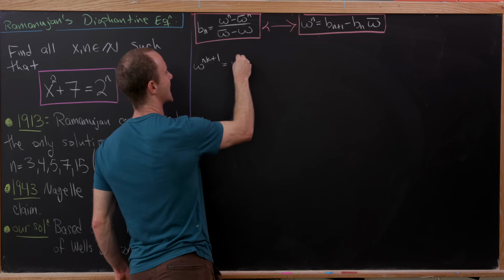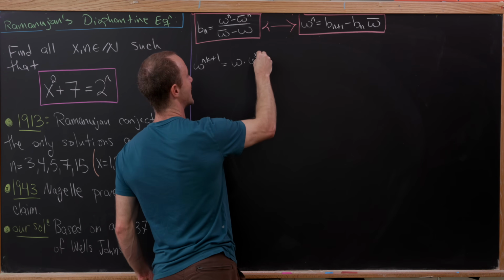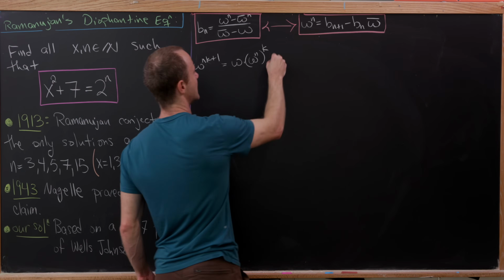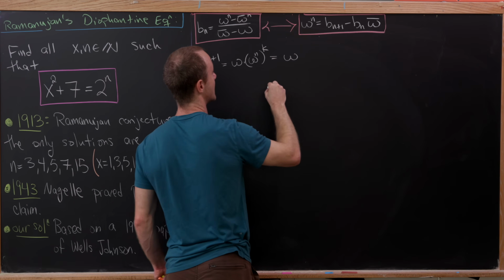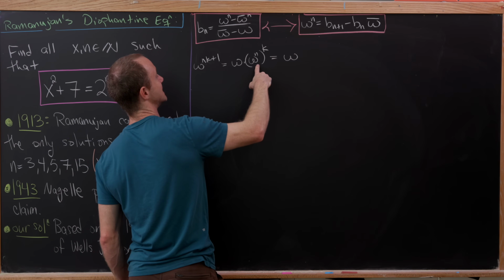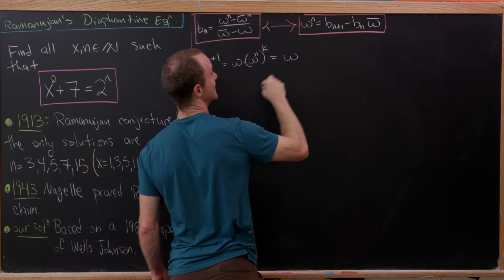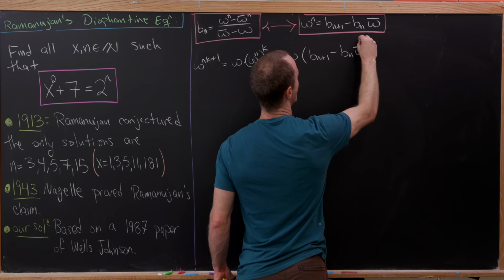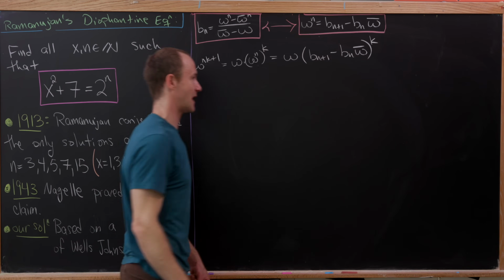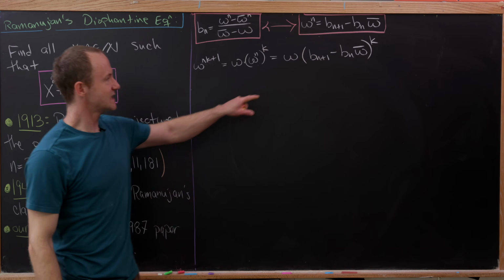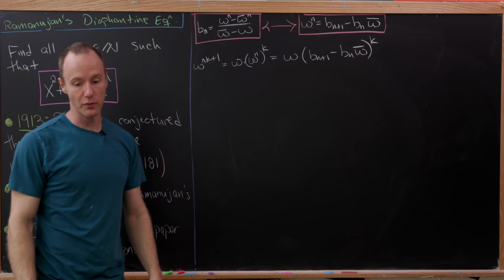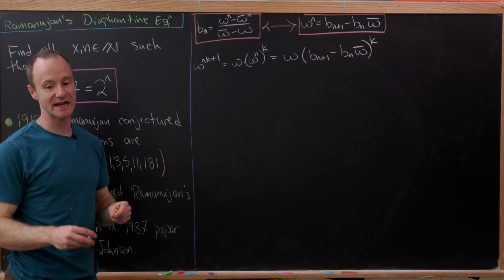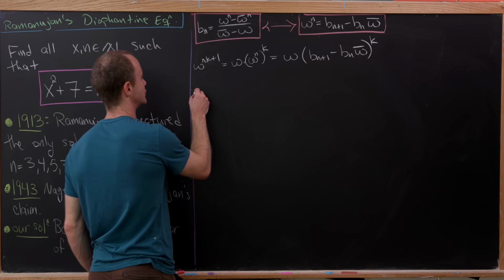And I want to think about this as omega times omega to the n raised to the k power. But then I can think about that as omega times, well, my omega to the n can be expressed as this. So I've got omega times b sub n plus 1 minus b sub n omega bar to the k power. Okay, so next up I'll expand that using binomial expansion and multiply the omega through. And then simultaneously, I'm going to pull the first two terms out.